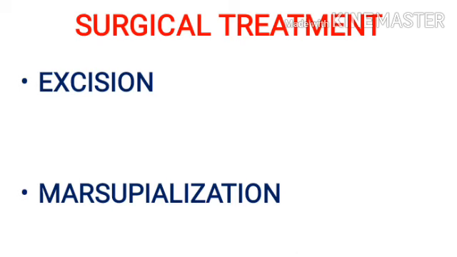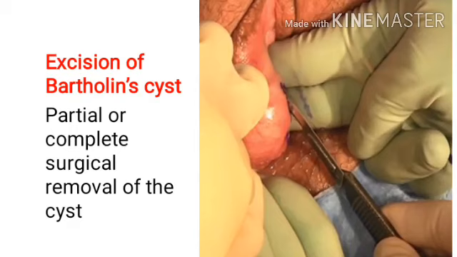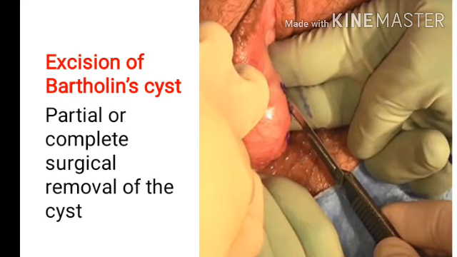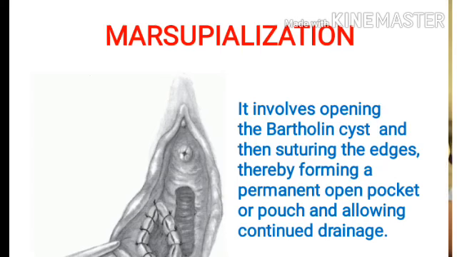In allopathic modes of treatment, it is considered a surgical condition, and there are two methods of surgical treatment. One is excision and the second is marsupialization. Excision means partial or complete surgical removal of the cyst. We can remove the cyst, or remove the Bartholin's gland completely or partially by a surgical method, and that method is called excision.